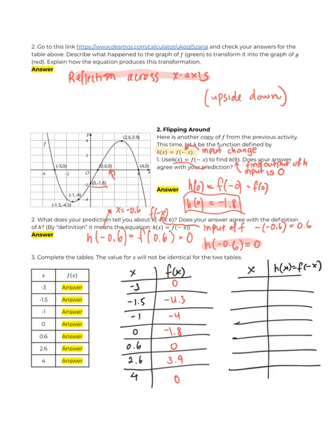So now we're going to change the inputs. Because h of x equals f of negative x, we're changing the signs of the inputs. So now if you look at the h of x table, in the first row, the input for f of x used to be negative 3, but now we're doing negative of negative 3, so that means my input here for h of x will be positive 3.